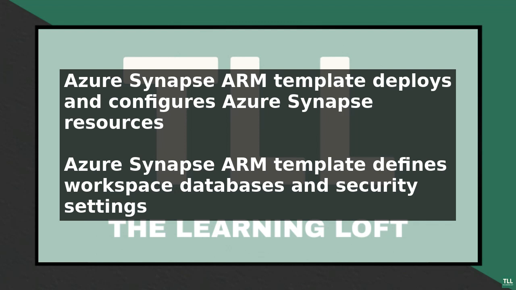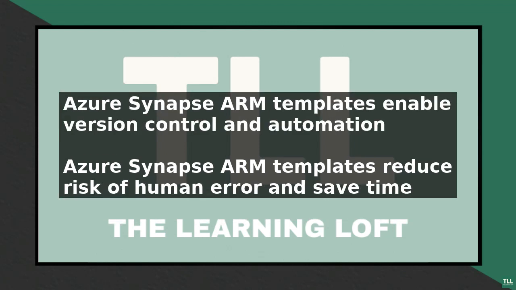Best practices for using Azure Synapse ARM templates include keeping your templates organized and modular, using parameters to make your templates more flexible, and testing your templates thoroughly before deploying them to production. It's also a good idea to use a source control system, such as Git, to manage your ARM templates and track changes over time.